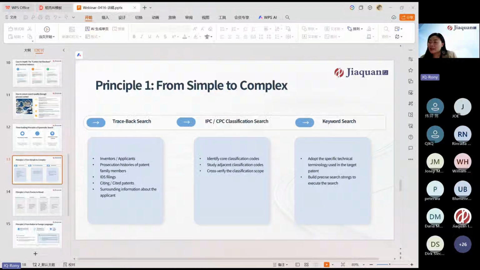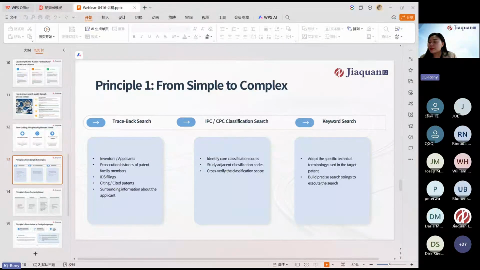And I think tracking inventors and applicants and checking their other patents, research papers, or even collaborators is useful. Academic inventors sometimes publish papers before filing patents, which can serve as early prior art. This tracking quickly builds a list of core keywords and classification numbers for deeper searches.